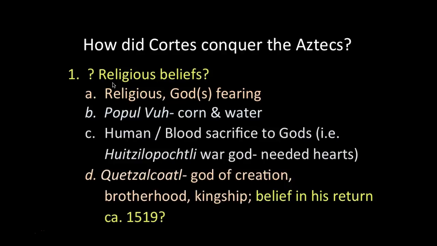Quetzalcoatl, the god of creation, also the god of brotherhood and kingship, meaning whoever is the king is a king because Quetzalcoatl allows him to be king. There was this belief that he was going to return in a human-like form around the year of 1519. The Aztec calendar is different, but it corresponded to the year 1519.